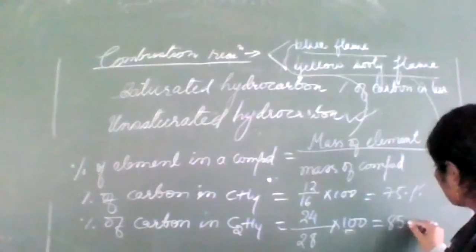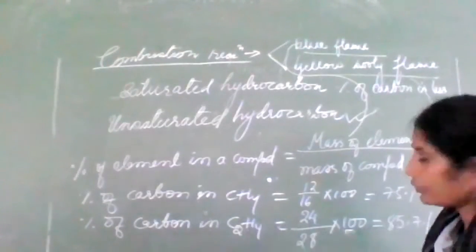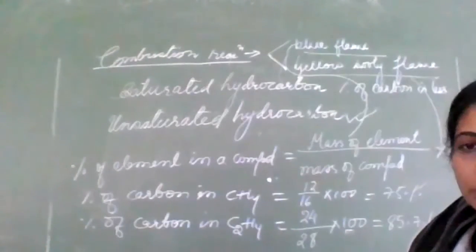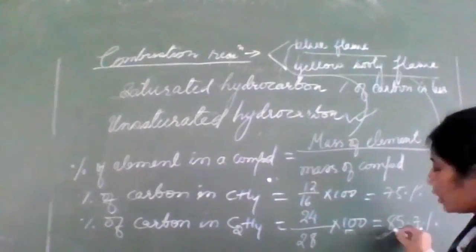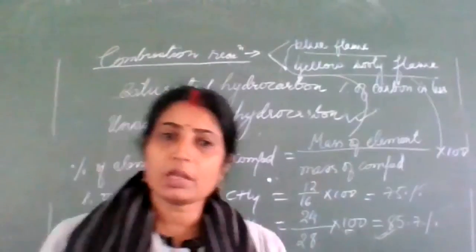85.7%. So which one is having more percentage? C2H4 is having more percentage. More will be the amount of carbon, lesser will be the combustion.